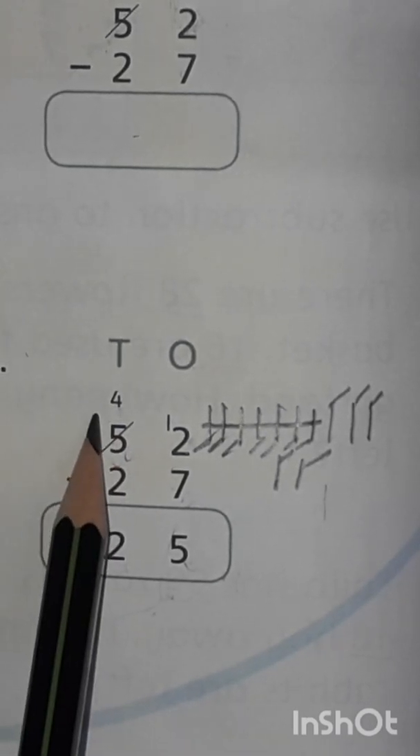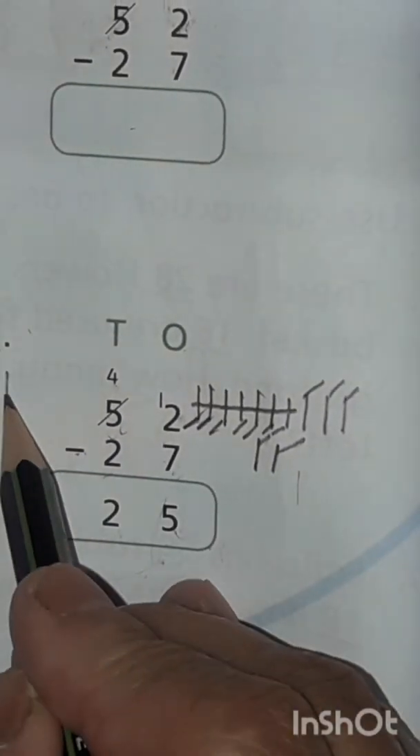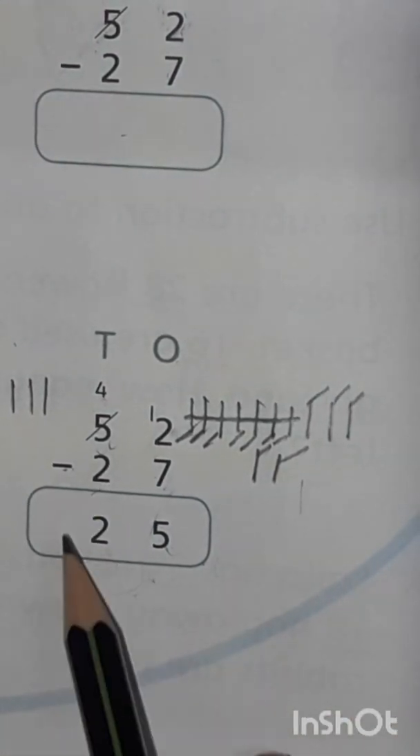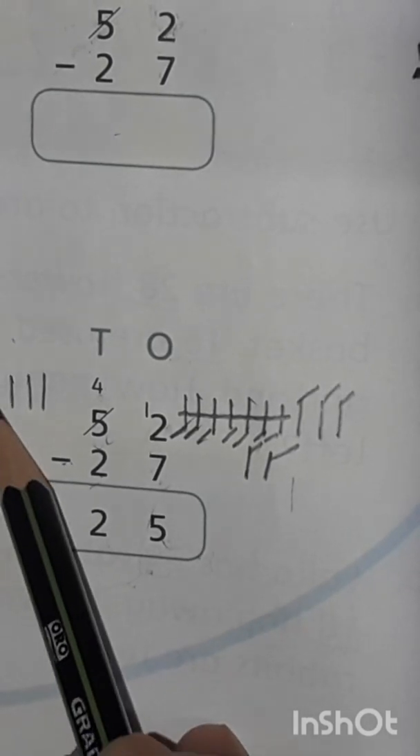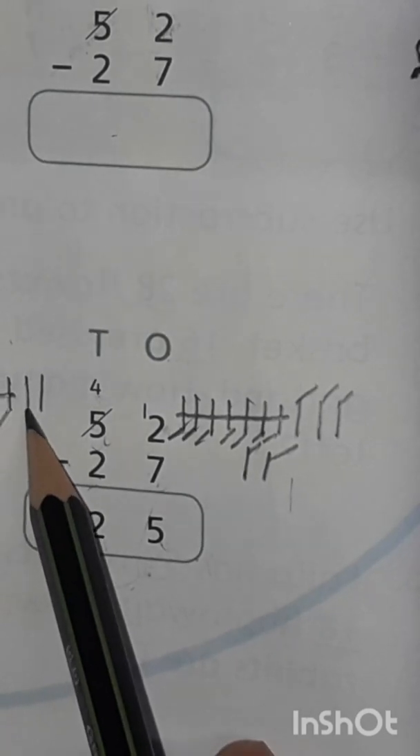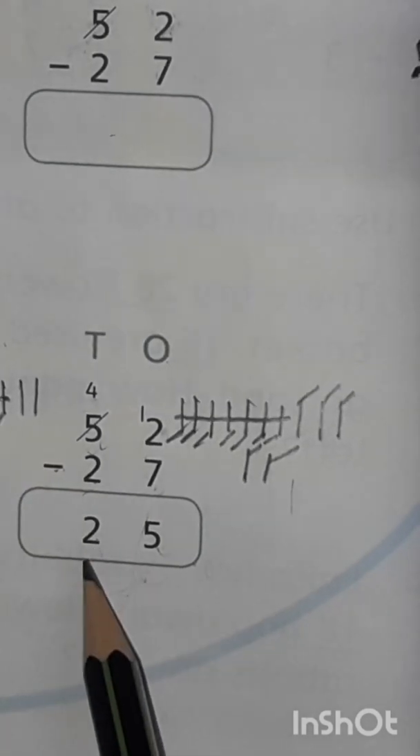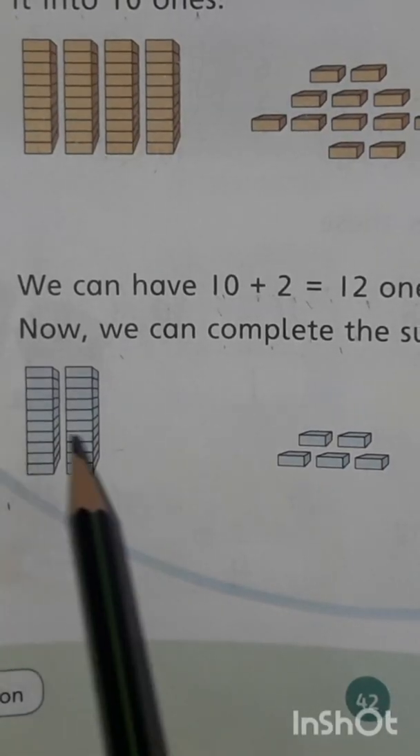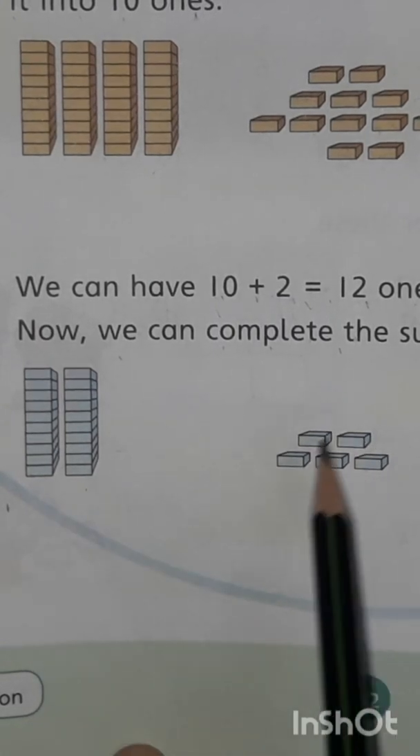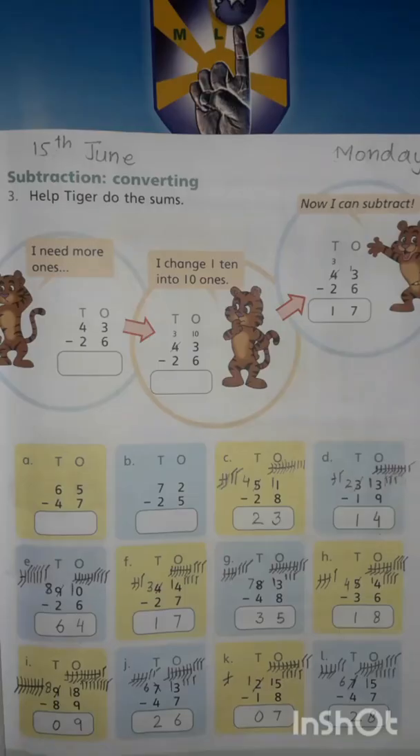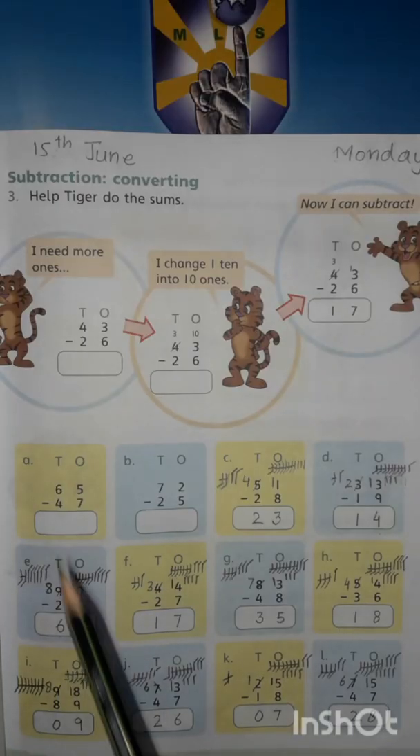Now, subtract 2 from 4. 1, 2, 3, 4. Make 4 lines. The next number is 2. 1, 2. Cut 2 lines. How many lines are left? 1, 2. Write here 2. The answer is 25. 10, 20. 1, 2, 3, 4, 5. The answer is 25.